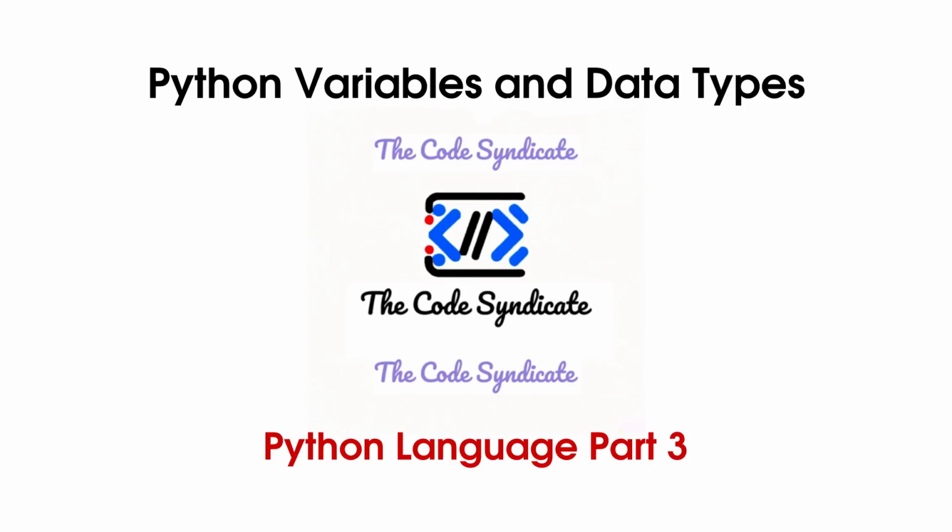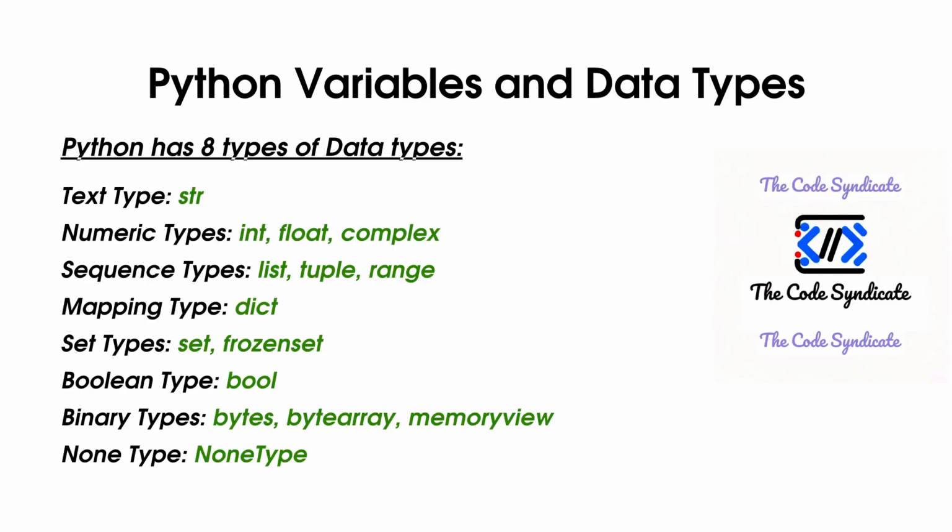In this video, we will be discussing data types in Python. Python has primarily 8 types of data types. Number 1, text type. Number 2, numeric type. Number 3, sequence type. Number 4, mapping type. Number 5, set type. Number 6, Boolean type. Number 7, binary type. Number 8, none type.